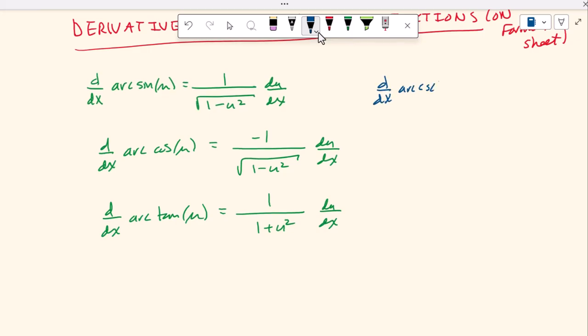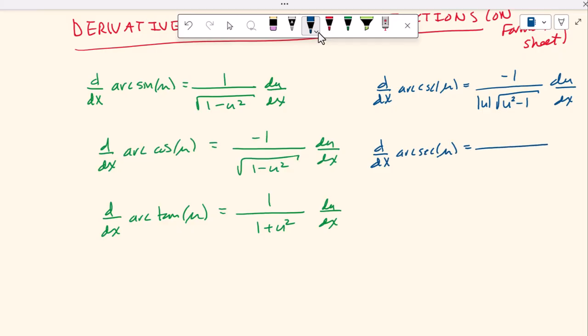Arc cosecant of u is equal to, I'll tack on that du dx on the end, negative 1 over the absolute value of u square root u squared minus 1. The derivative with respect to x of the arcsecant of u is the same exact thing, except it's just a positive one. Next we're going to look at arc cotangent, and it's going to be exactly the same as tangent except negative.